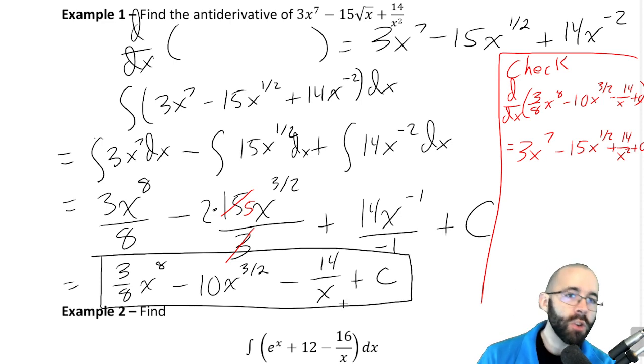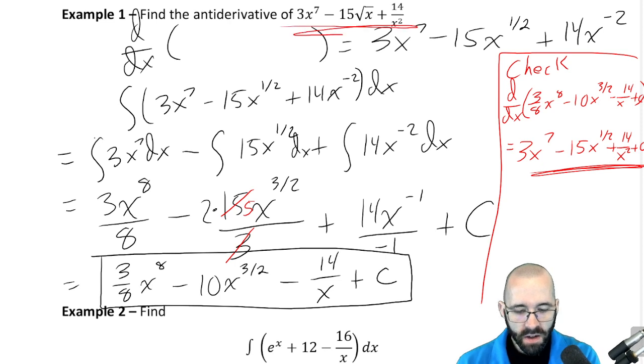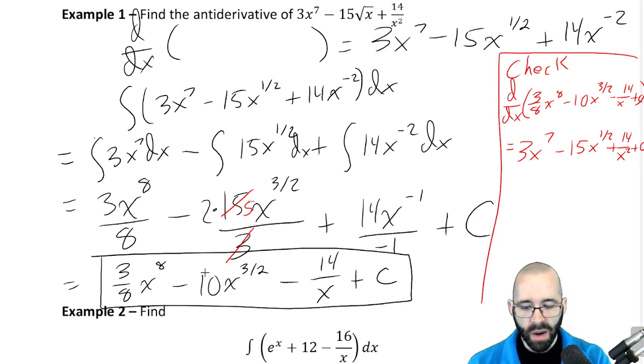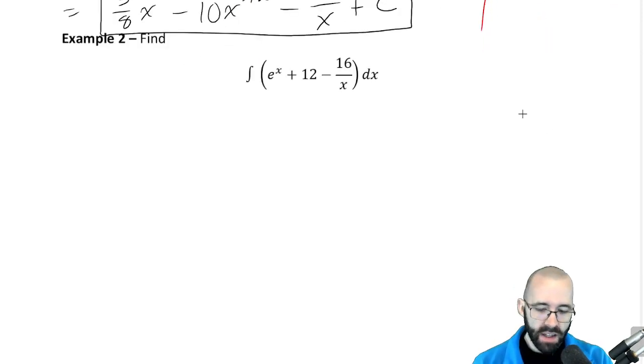So notice when we take the derivative of our antiderivative, we get the original function. And that's how we can know that we're right. That's the best way of checking your answer for these. Really good habit to be in. And it gives you derivative practice as well. Let's do another one.